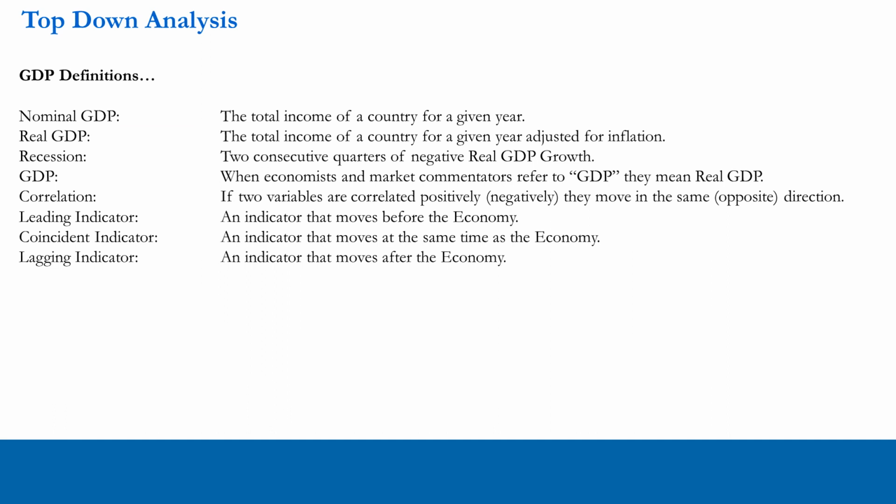So before we get into that, for many people that are new to macroeconomics, we need to actually go through some definitions that relate to GDP. So, nominal GDP. This is the total income of a country for a given year. Real GDP. The total income of a country for a given year, so nominal GDP, adjusted for the level of inflation. Okay, these are very, very important definitions, but very easy to understand. Okay, but we do have to get them out the way so there's no confusion.